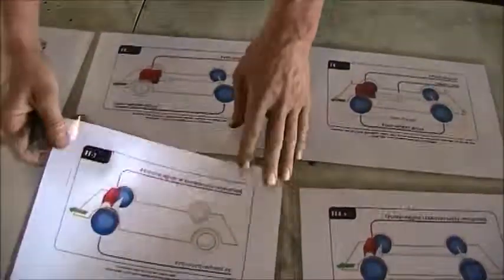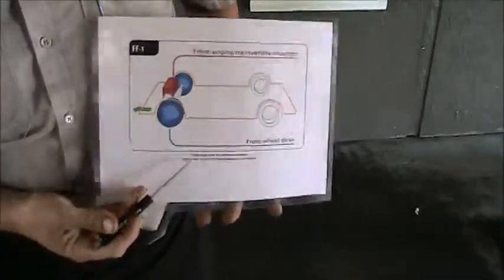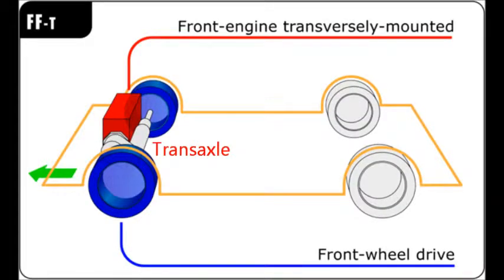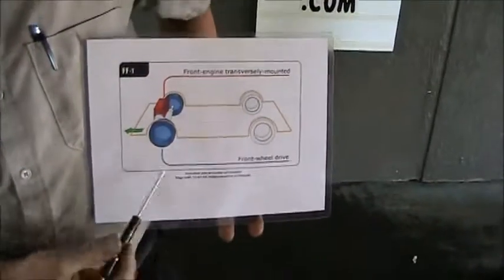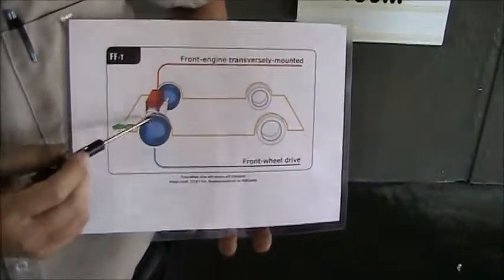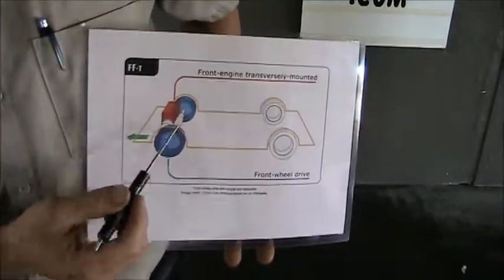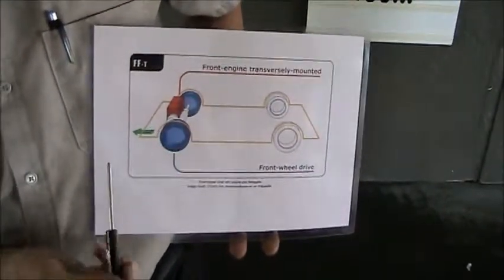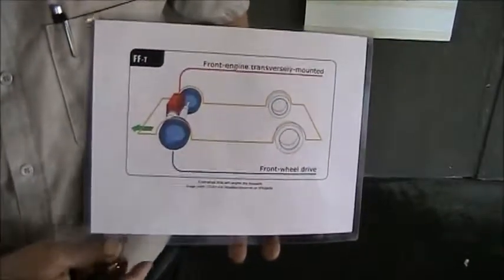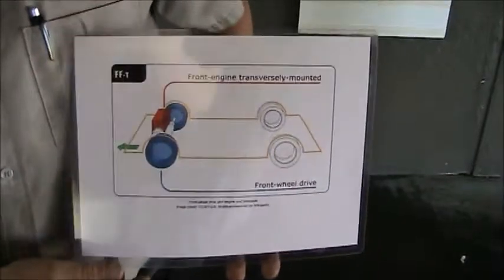Next we have a front-mounted engine and transaxle. This would be a front-wheel drive vehicle, what most vehicles on the road today are. We have an engine mounted sideways with a transaxle connected to axle shafts. A transaxle is called that because it's a transmission and an axle or differential combined into one, whereas a conventional drivetrain has the transmission and axle separate.